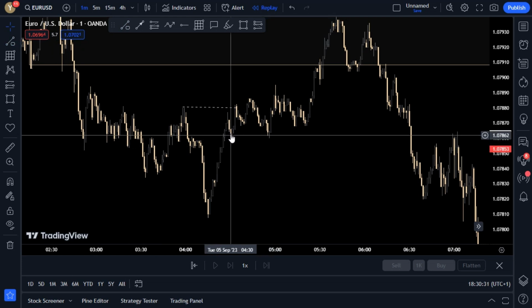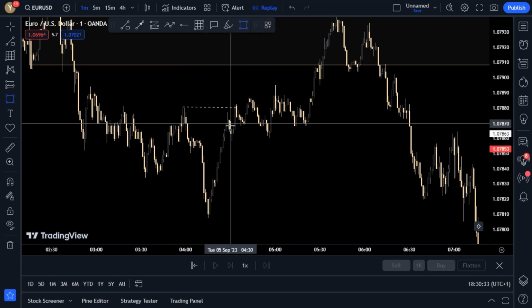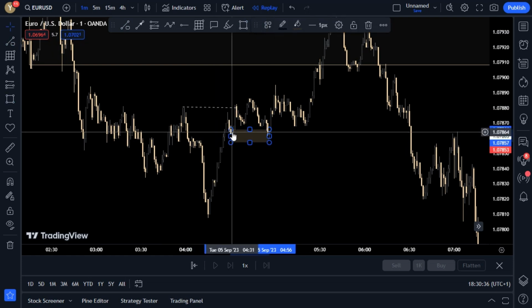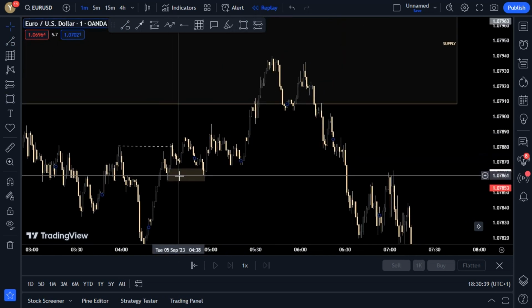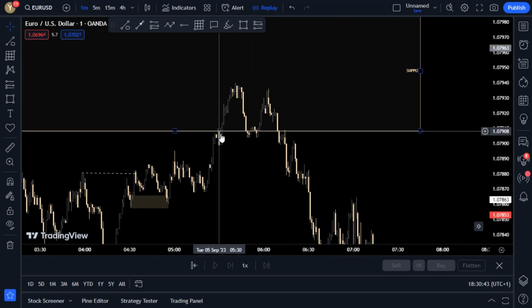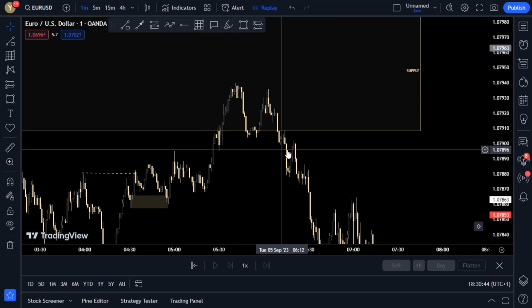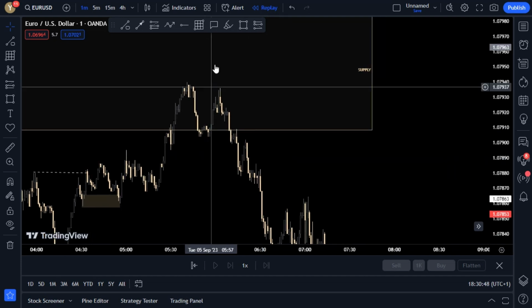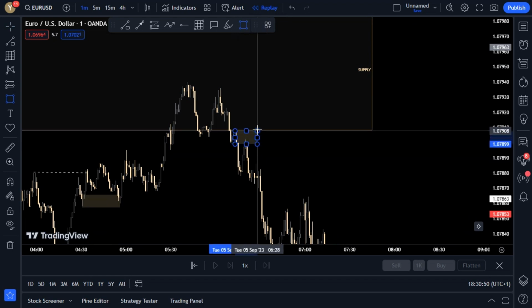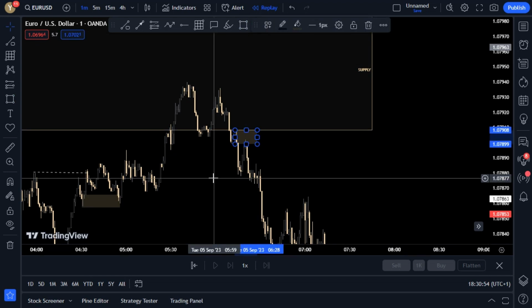So this was now the decision point, because this was the last pullback that facilitated that BOS. But we don't really take trades like that. Let's focus on this. Price pulled back a little bit and broke the structure, and this was now the decision point. It was not really in our trading session.